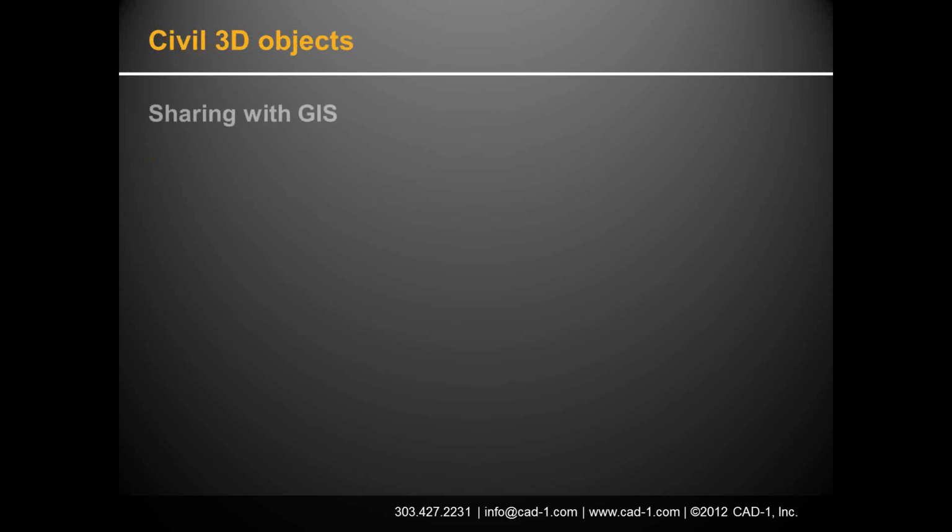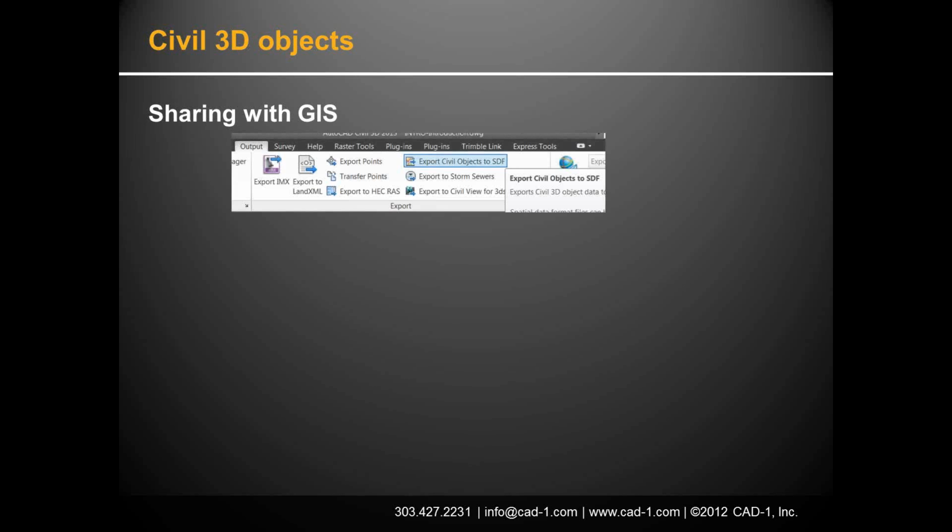Now let's start with Civil 3D objects. This is going to be very similar to the slides that you saw last time, but they're still very relevant. So the two types of information that you're going to be sharing, this is going to be one of them. And by sharing, I mean we're building our own GIS.